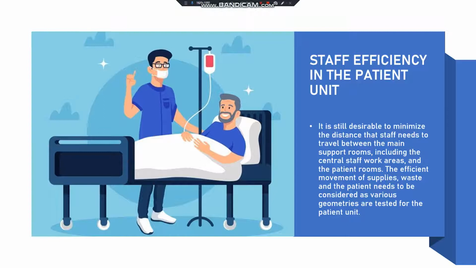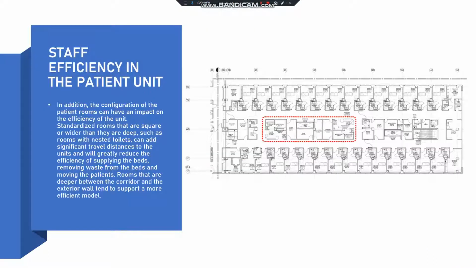Staff efficiency in the patient unit. It is still desirable to minimize the distance that staff need to travel between the main support rooms, including the central staff work areas, and the patient rooms. The efficient movement of supplies, waste, and patients needs to be considered as various geometries are tested for the patient unit. Staff efficiency in the unit: in addition, the configuration of the patient rooms can have an impact on the efficiency of the unit.